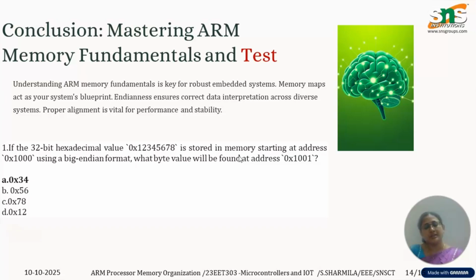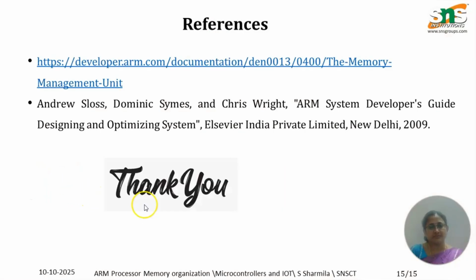Now it's time for the assessment. If the 32-bit hexadecimal value 0x12345678 is stored in memory starting at address 0x1000 using big endian format, what byte will be found at address 0x1001? 0x34 is the correct answer.